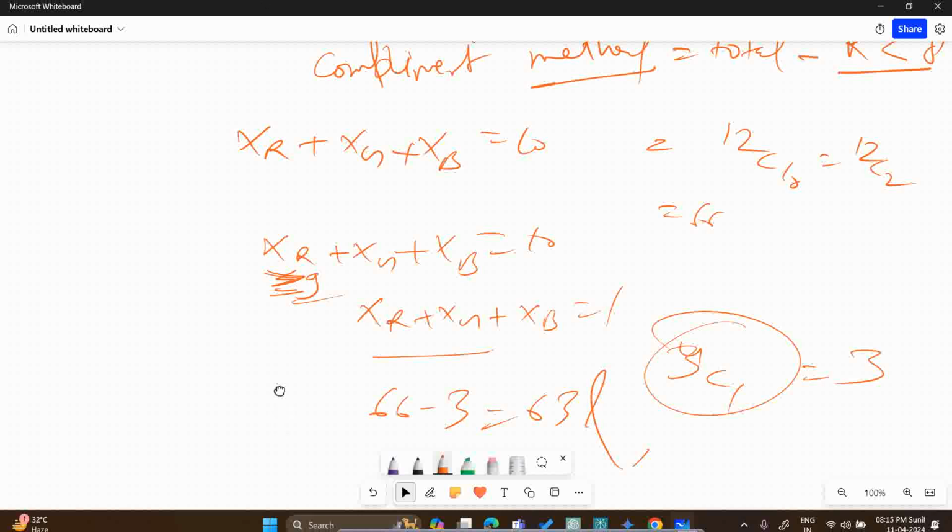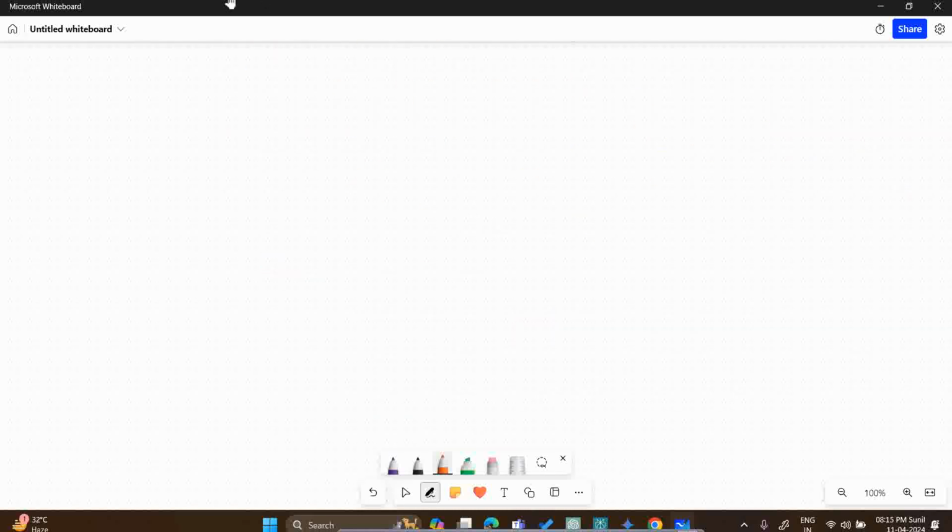Next is the next type of question. We have n identical balls and k boxes. How many ways can they be distributed such that no box is empty?